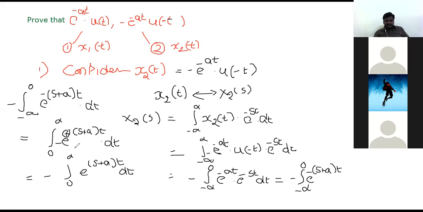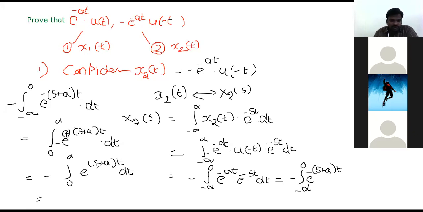Next step, I am going to change the sign of the limits. If I take the negative sign to the exponential term, then it becomes positive, minus of minus is positive. This minus sign remains as it is. Now you see here.